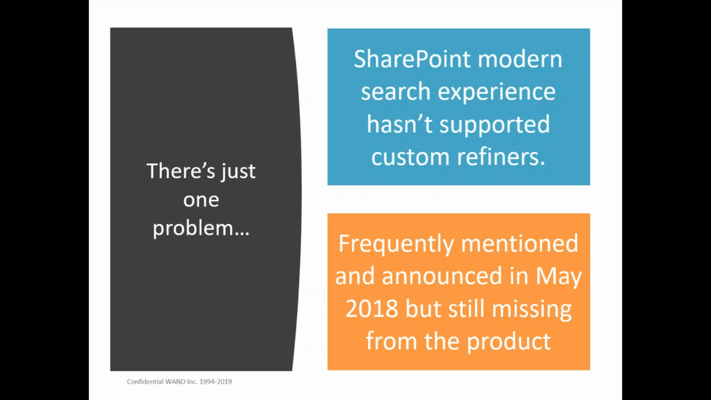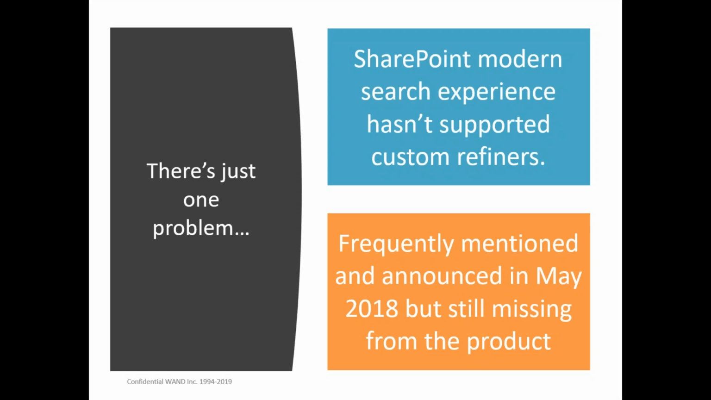So I've stepped on this slide a little bit earlier, but I've talked about why taxonomy is important and refiners are important from findability, but there's just one problem, and it's that the SharePoint modern search experience hasn't supported custom refiners. Like I've said, that's a major feature gap, I think, perceived by the SharePoint community. Certainly, as an evangelist of taxonomies, I strongly believe that's a major feature gap. It's frustrating, I think, for people.